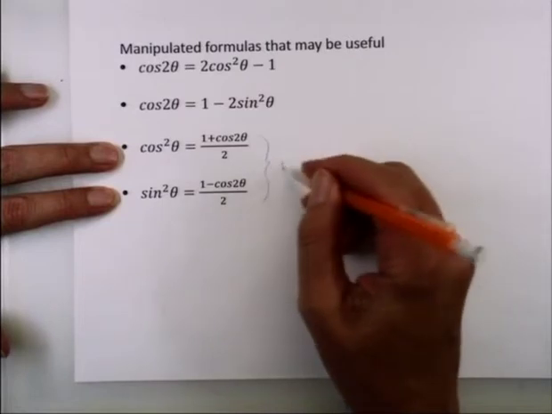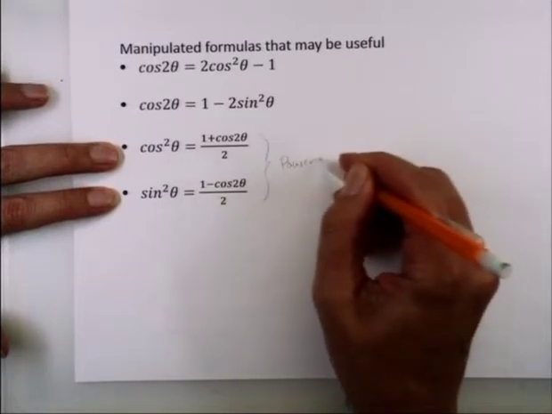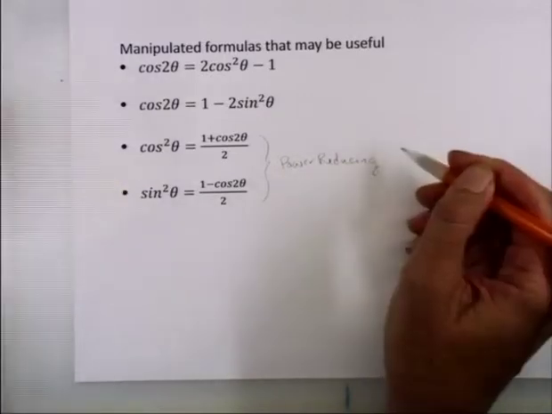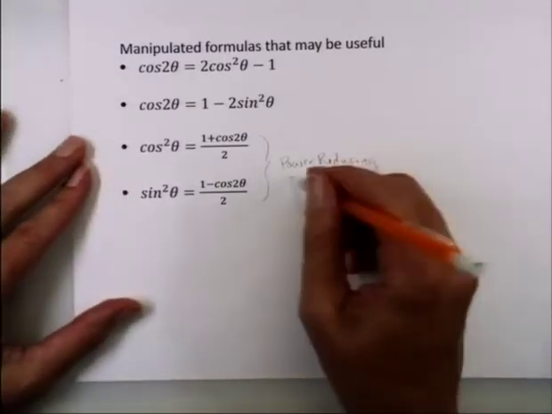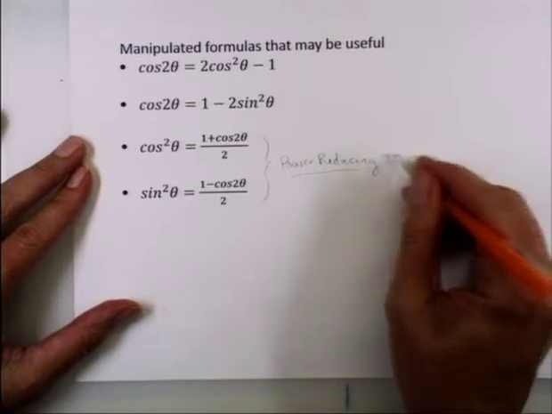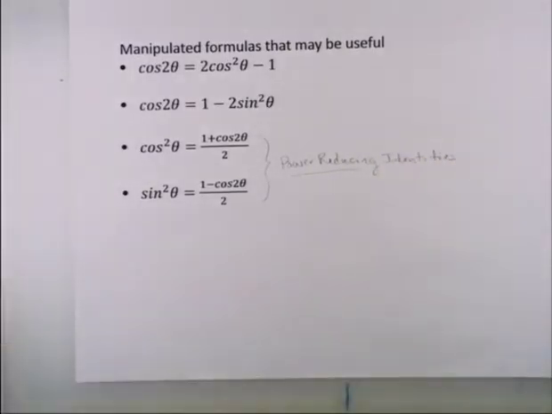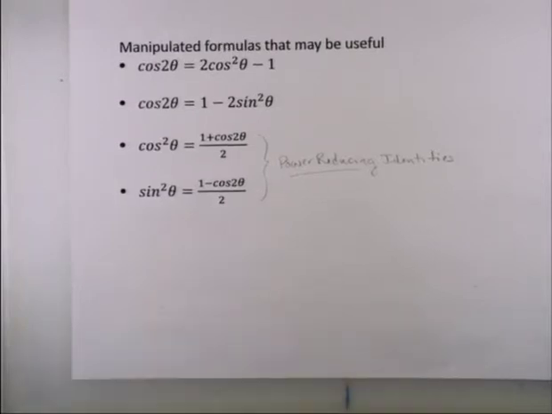My book refers to these as power reducing identities. So anytime you're trying to reduce something from a higher power down to a lower power, you're looking for these power reducing identities, and they will come in handy. Remember, if you have something in tangents, you can always write those in terms of sines and cosines, so you'll still be able to use those. Okay, so we're going to use one of these new manipulated formulas here. And this will be our last example.